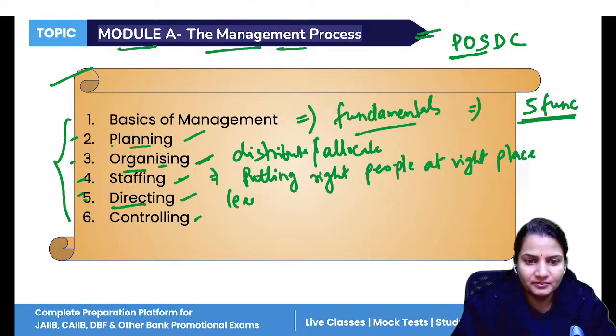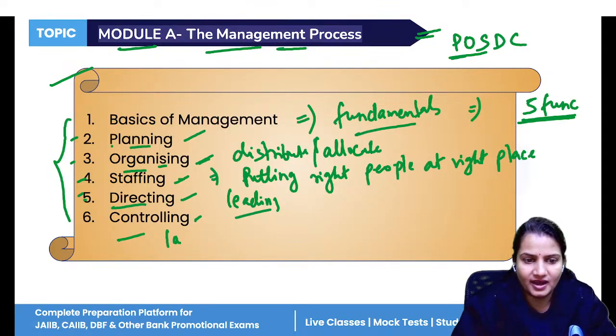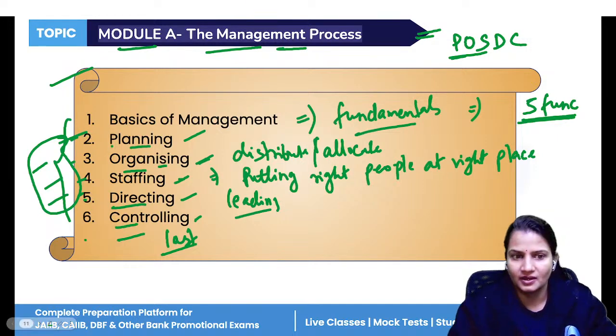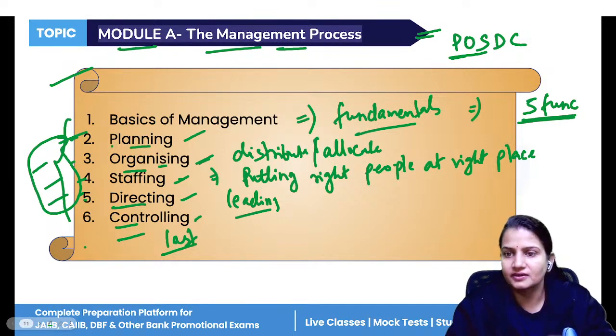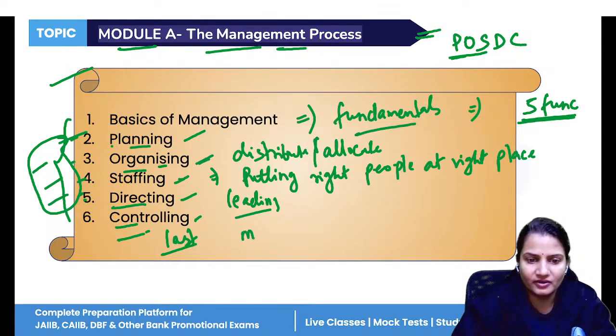Directing means leading employees. It's the duty of the managers. A good leader is one who always motivates their employees, gives direction, and provides guidance when employees face any difficulty. And controlling is the last function of management. Whatever you have done in planning, organizing, staffing, and directing, you have to monitor all these activities in controlling. The things we decided in planning, organizing, and staffing, we check whether we are performing according to them, and whether our organization is performing accordingly. That is what you do in controlling: monitoring of functions.